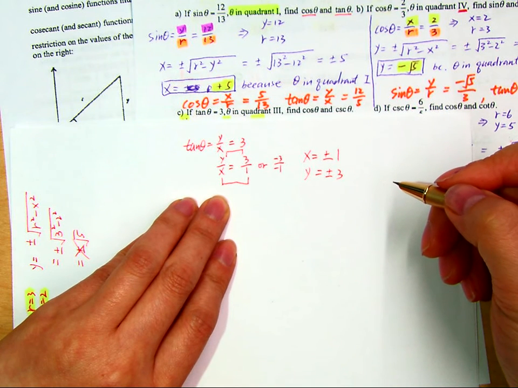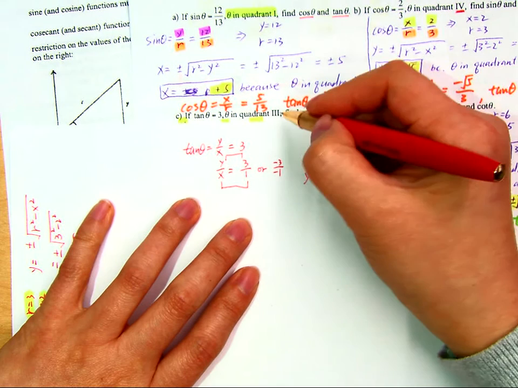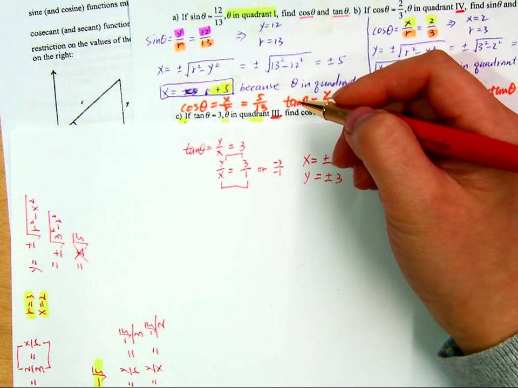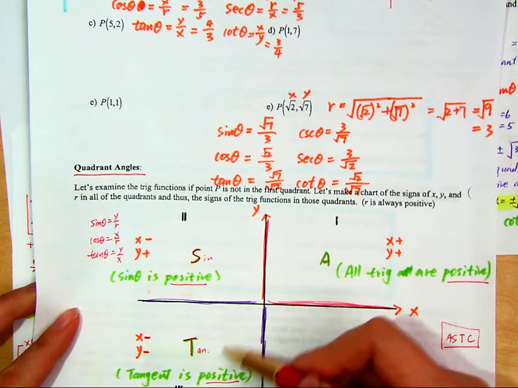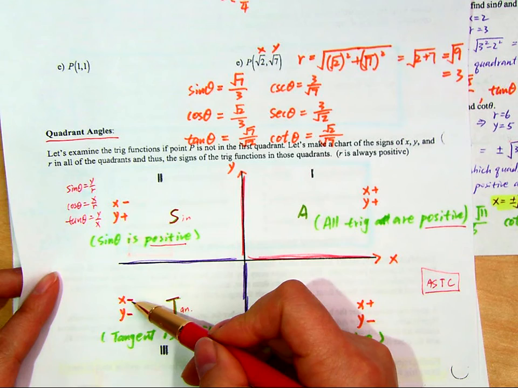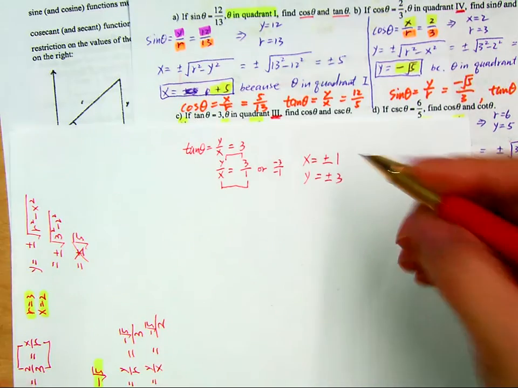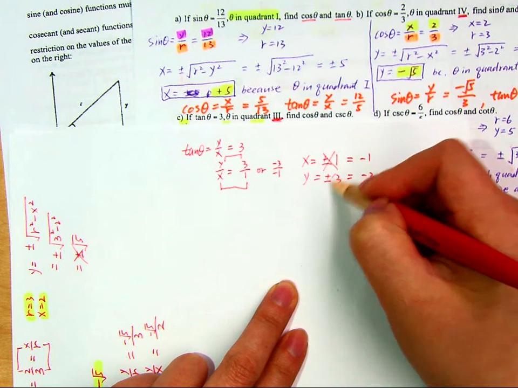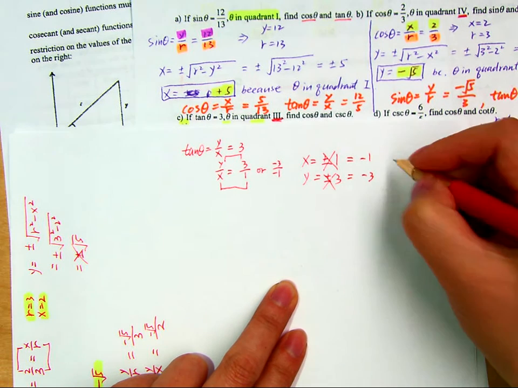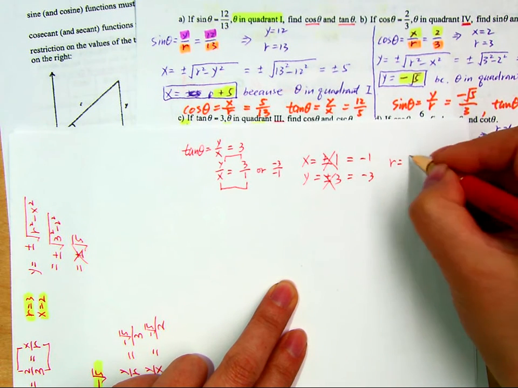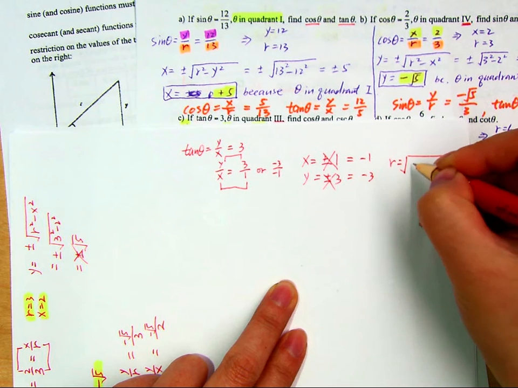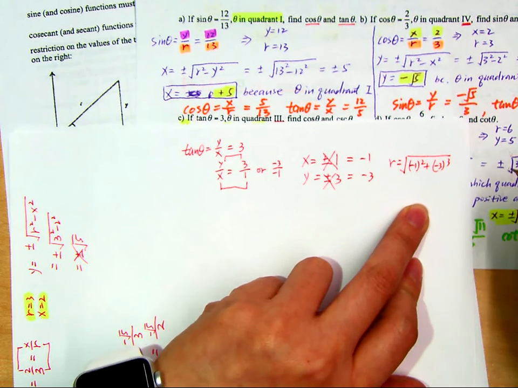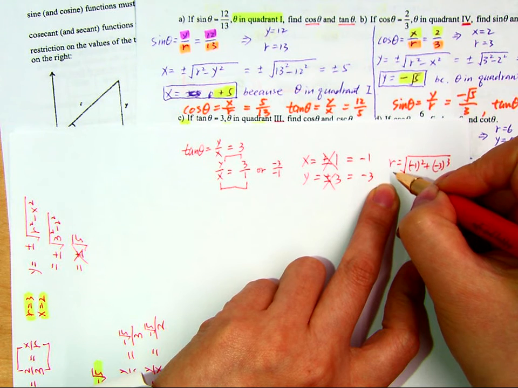How do we decide if they are positive or negative? Same thing, it depends on the quadrant. This question has the angle in quadrant 3. In quadrant 3, you can see x is negative and y is negative. So we just do negative 1 for x and negative 3 for y. There's no plus or minus anymore. Now we can solve for r by using these two numbers, which will be the square root of negative 1 squared plus negative 3 squared. And r is a distance, so r is always positive.